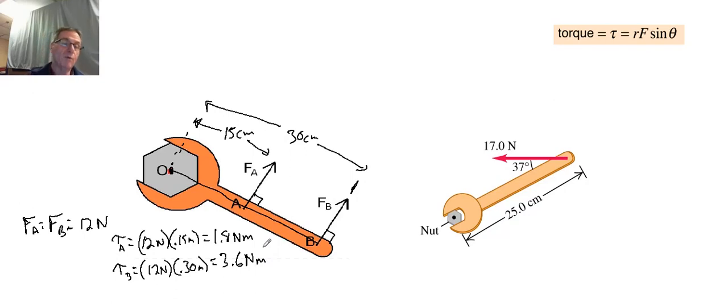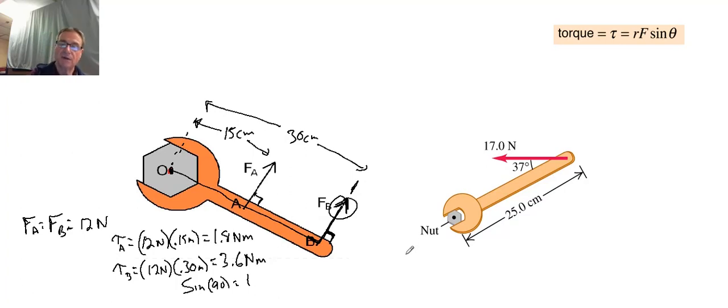Now, why did I not apply the sine of the angle, which I should have done? Because the angle here is 90 degrees. Sine of 90 degrees is just 1. So anytime that you have the force perpendicular to the lever arm, and this force here is perpendicular to the lever arm, the sine of the angle, which is going to be 90, is just going to be 1, and so you can eliminate that part of the equation.